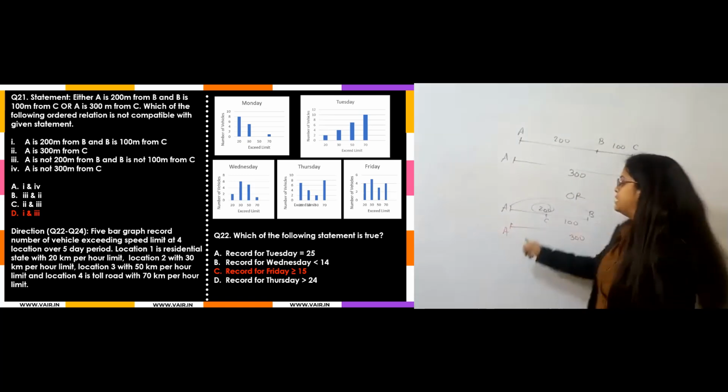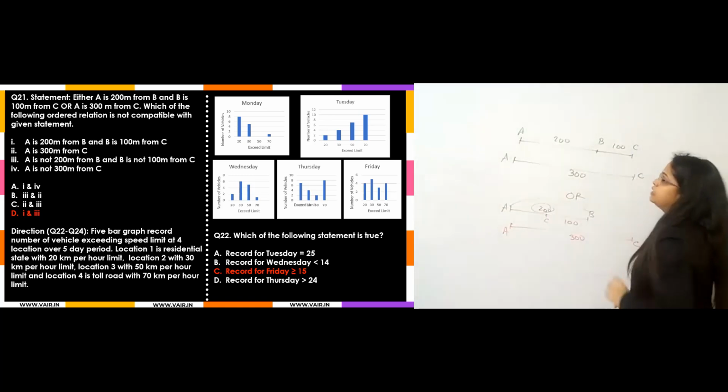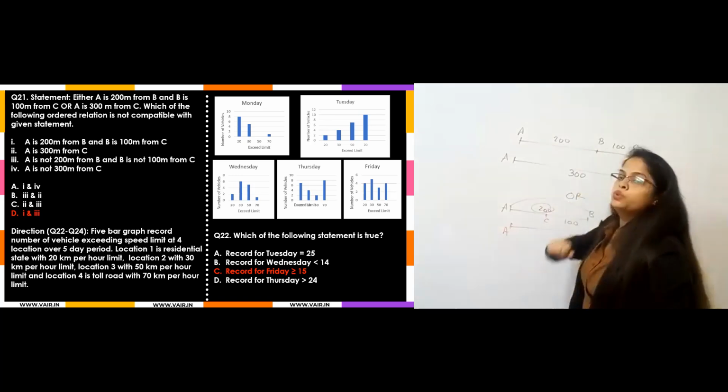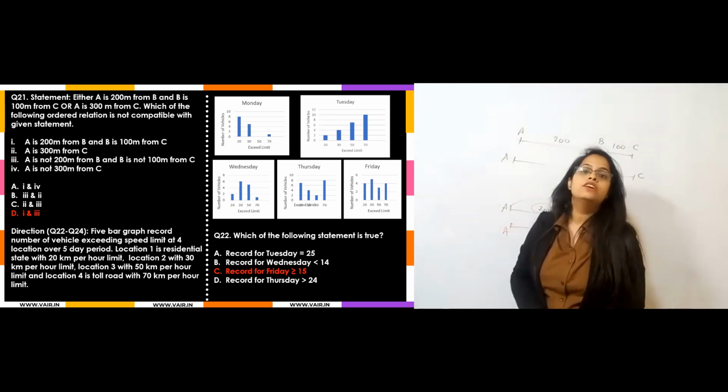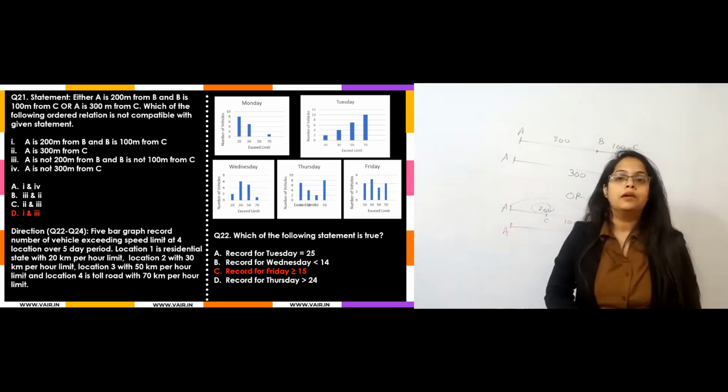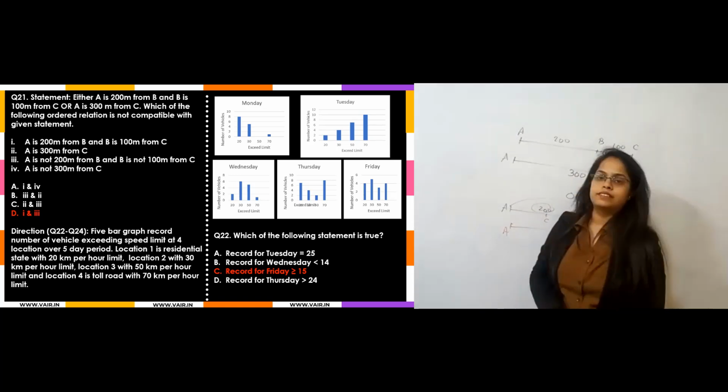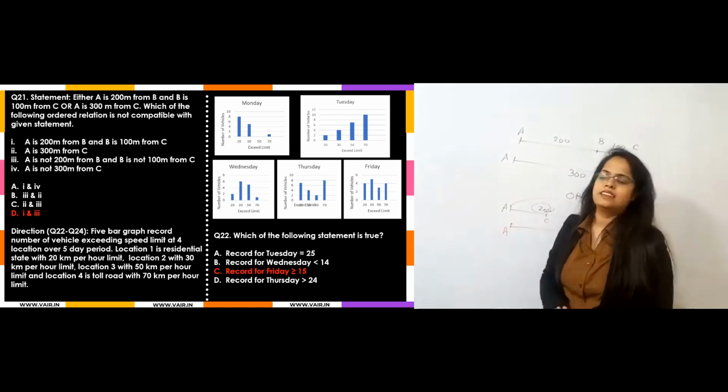For A to C, if I have to show this 300 meter, then A can be 200 meter here and A is not 200 meter. That is also possible. So we cannot say that it won't be compatible. Similar for second and third. Means the same sentence they are saying now.